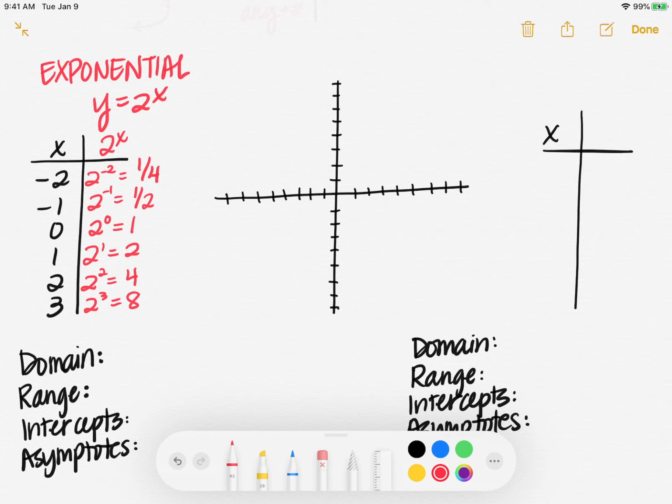Those negative powers are just in the denominator. I prefer the fraction because you actually see the 2 there. So like 2 to the negative 3 would be 1/8. You see 2, 4, 8, 2, 4, 8 when you're actually looking at the fraction. But the decimal is appropriate too.